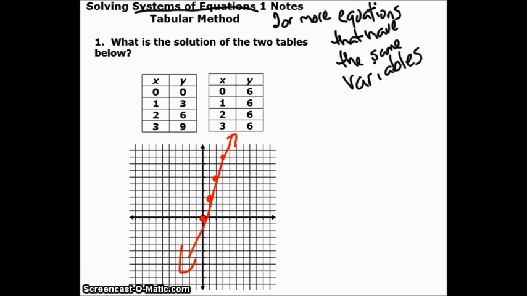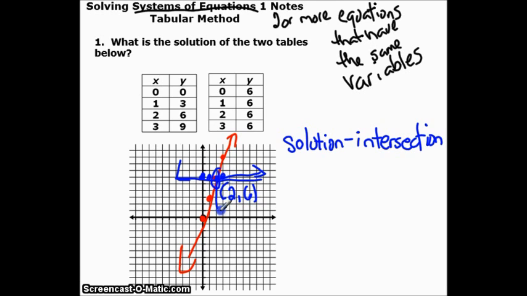And then we want to look at this other table. So I'm going to change colors so it'll show up a little bit better. 0, 6, 1, 6, 2, 6, 3, 6. Looks like we've got a horizontal line going on there, yeah? Okay, so the solution is where the lines intersect. Okay, it's the point they have in common, and that would be this point right here, which is 2, 6. So 2, 6 is my solution.